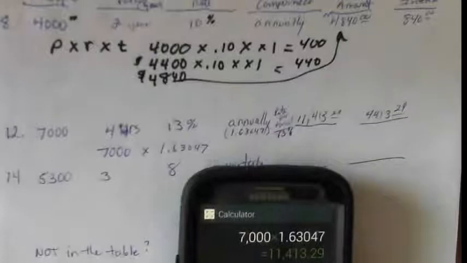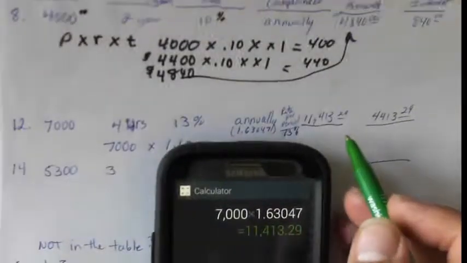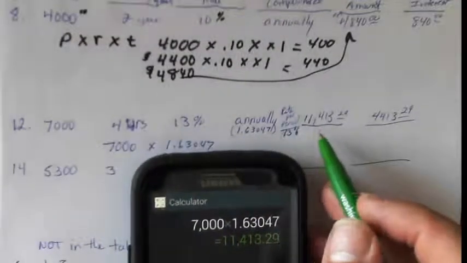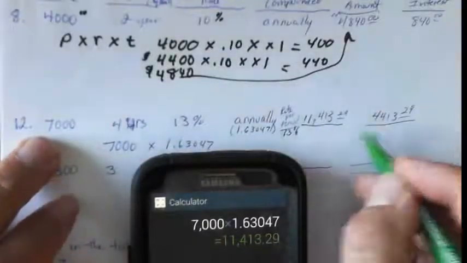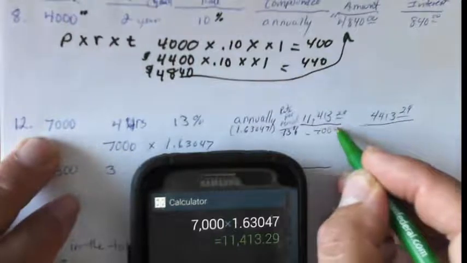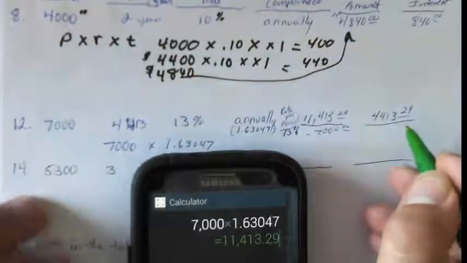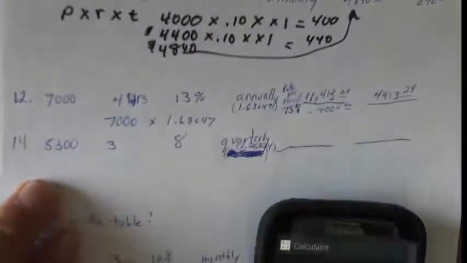Hence, we would get our compounded amount, and then to get your interest, you just simply subtract your principal. So that's how they got this. They just took the 7,000 off of that. Okay? So let's do another one of those.